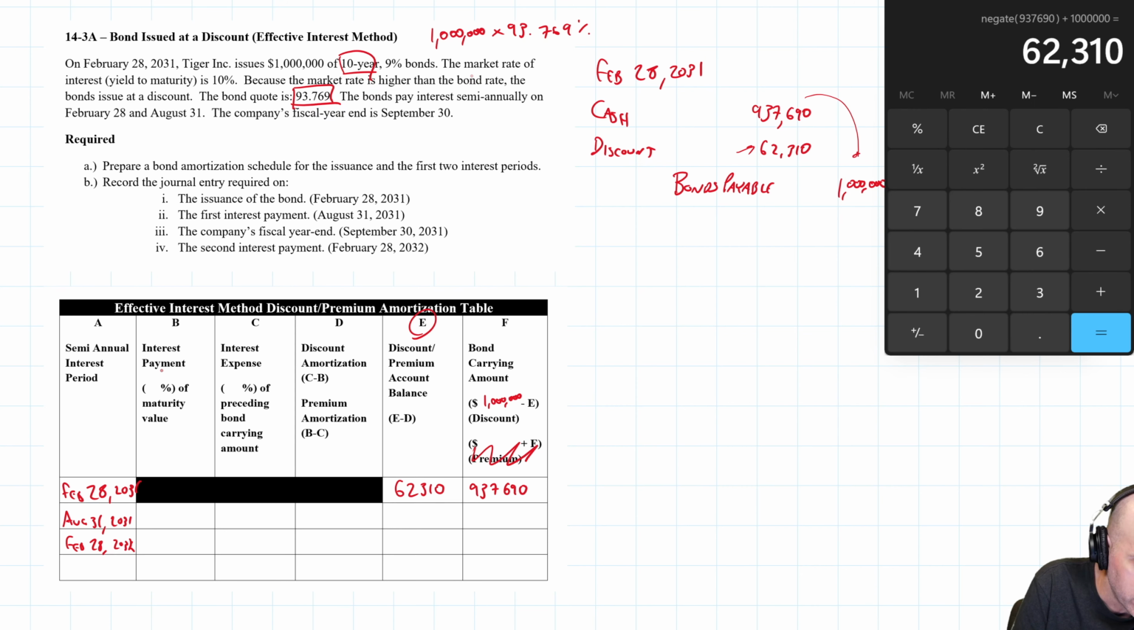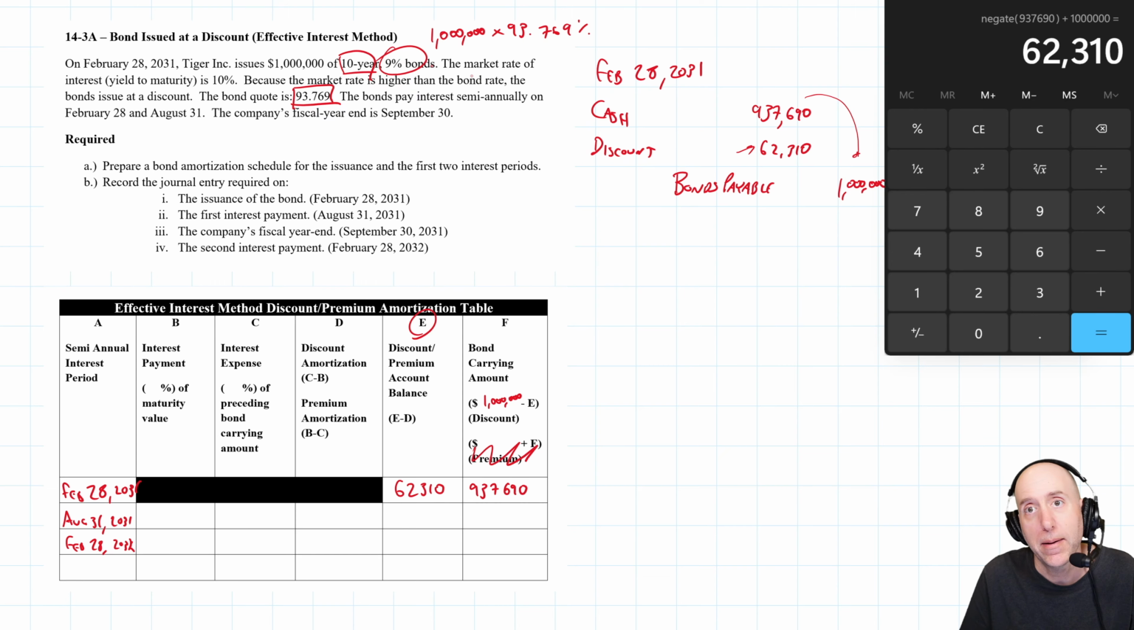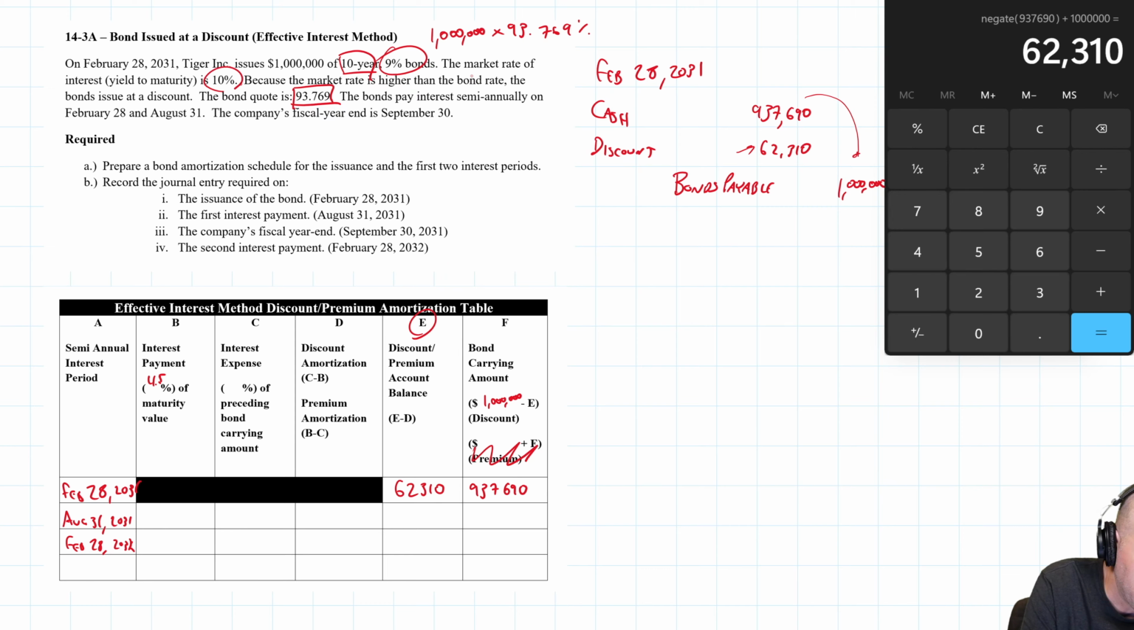The interest payment amount is the amount we've promised to pay. We've promised to pay 9%, but remember, that's an annual interest rate. We want to convert it to semi-annual, just divide by 2. So it's 4.5% that we're paying every 6 months. The interest expense is based on the market rate, the yield to maturity, and again, it's 10%, but we divide by 2 to get semi-annual, it's 5%.